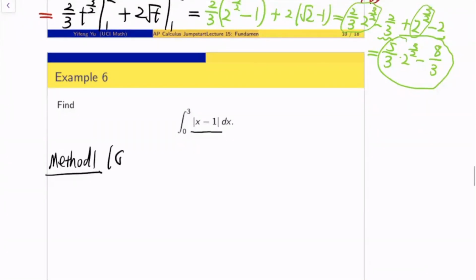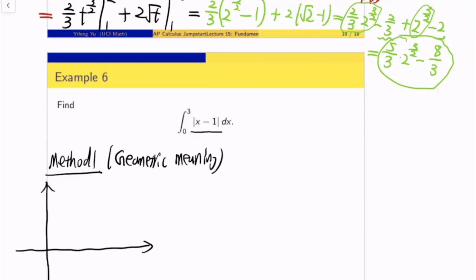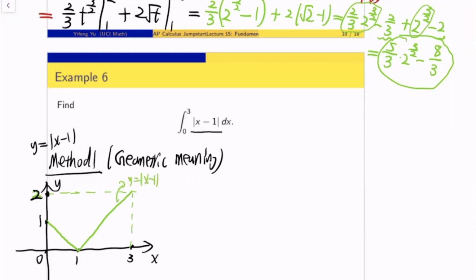Let's use the geometric interpretation of the integral, which is area. Then what we do is draw the graph of the function. We're looking at y equals the absolute value of x minus 1. This is x, and this is y. We start from 0 and go to 3. Looking at y equals the absolute value of x minus 1, the graph looks like this. You're here, and then you go up to 2. This is the graph of y equals the absolute value of x minus 1.